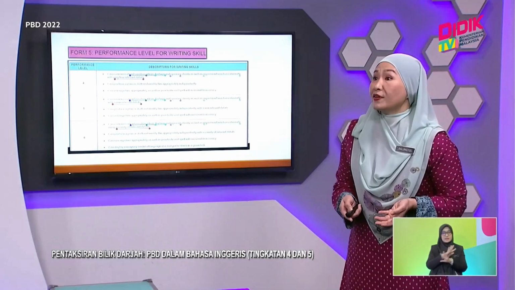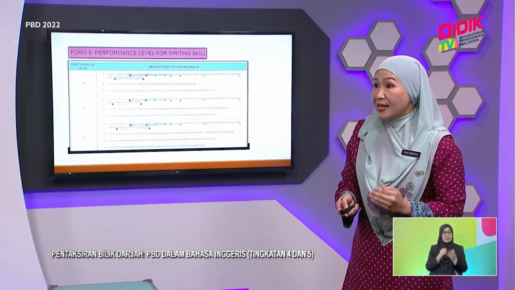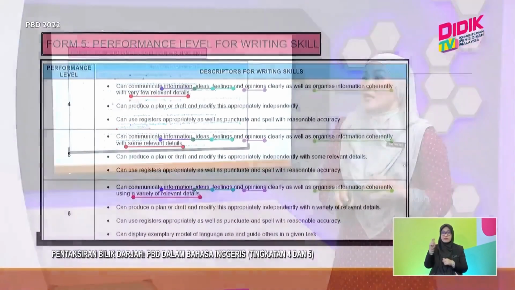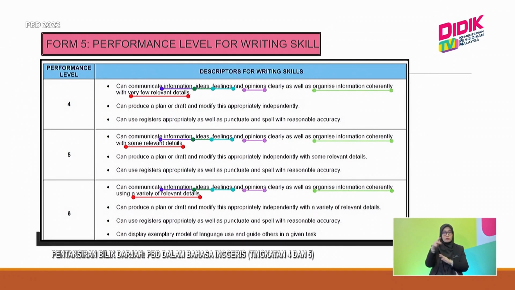Okay. And as you go further up, 4, 5 and 6, let's take the TP6 example. Communicate information, ideas, feelings and opinions. So in order to award a child 6, they have to fulfill all of this. Information, ideas, feelings, opinions, as well as organize all of this coherently. That's the key word there. Using a variety of relevant details.